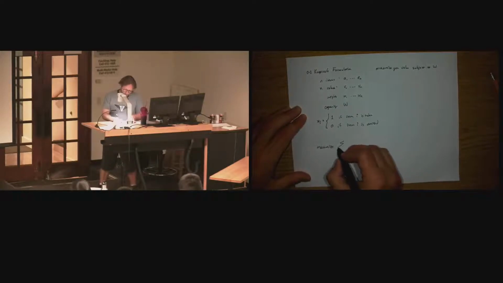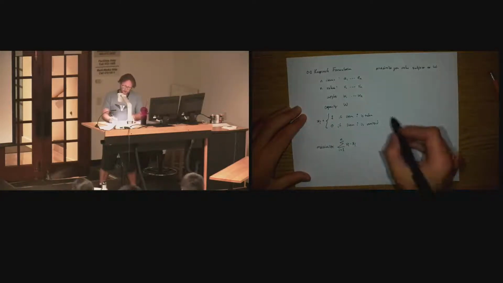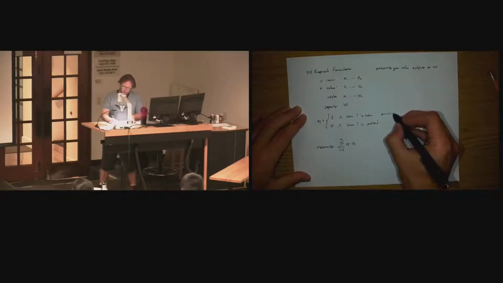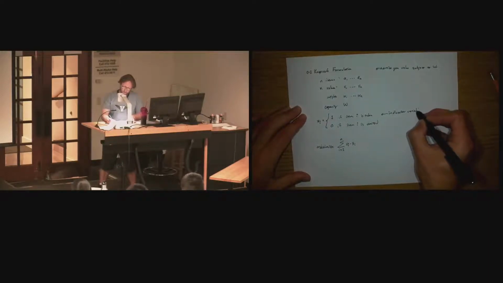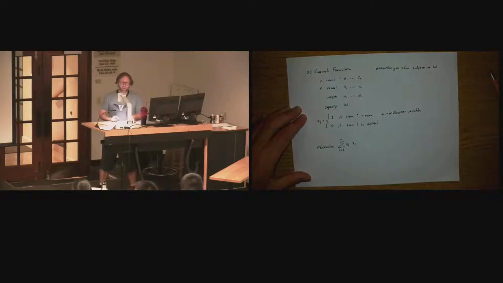a summation of my values, vi times xi, where i runs from 1 up to n. Remember, these are values. So if xi, these are called indicator variables. Indicator variables. They're indicating whether or not you took the element. And if it's 0, then you don't get that value. If it's 1, then you get that full value.